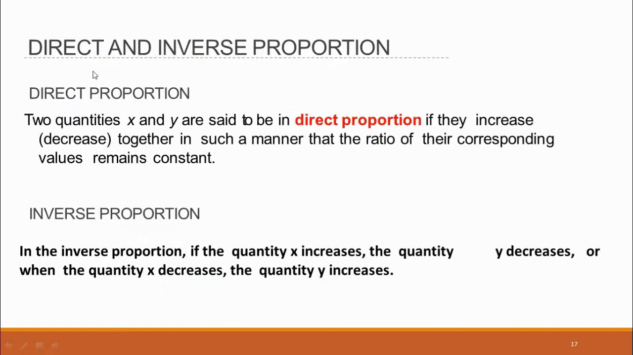Now direct and indirect proportion. Direct proportion. Two quantities x and y are said to be in direct proportion if they increase or decrease together in such a manner that the ratio of the corresponding values remains constant. And inverse proportion. In the inverse proportion, if the quantity x increases, then the quantity y decreases, or when the quantity x decreases, then the quantity y will increase.